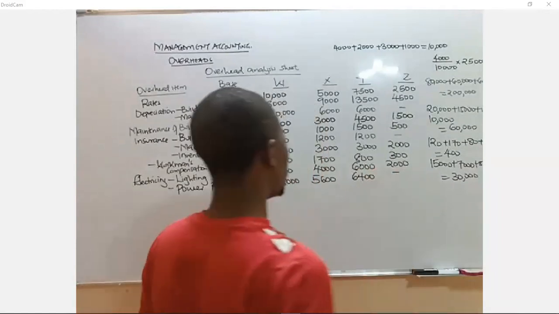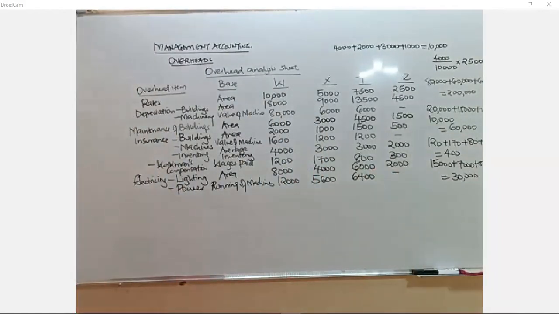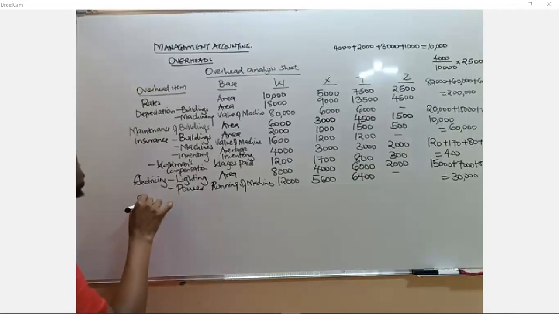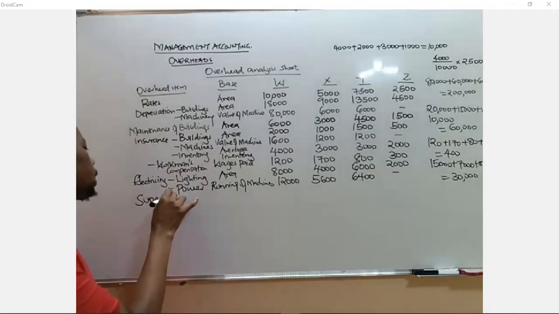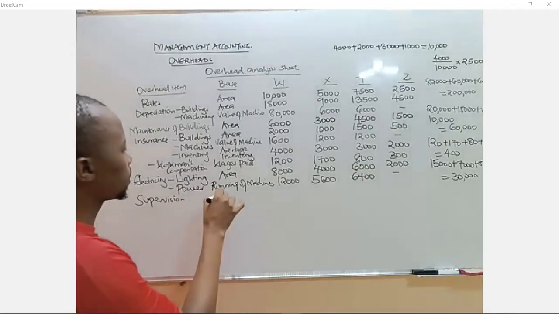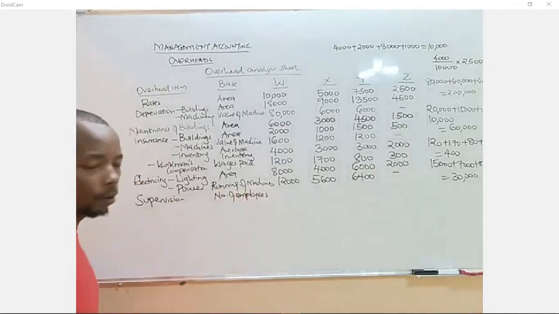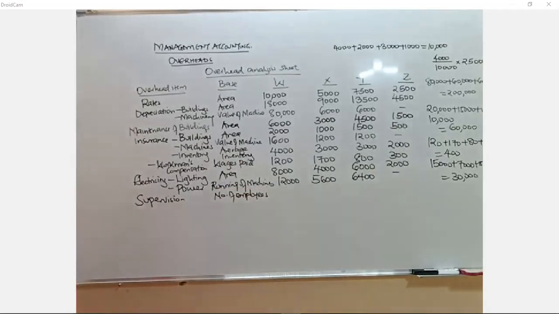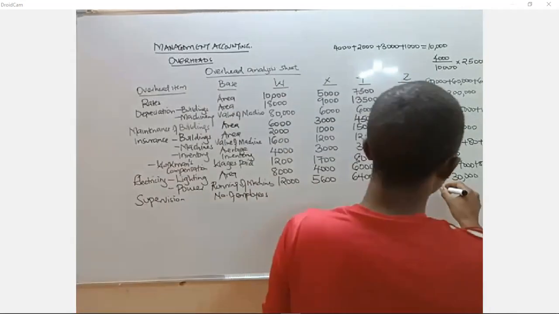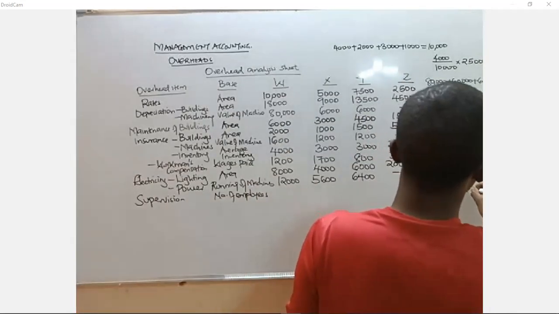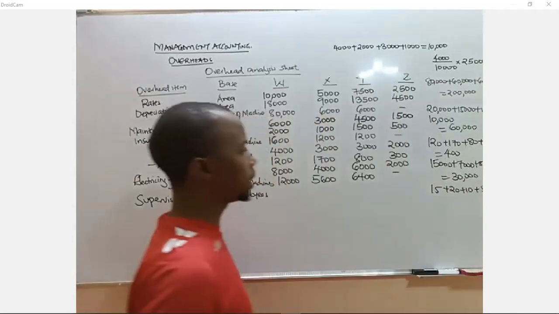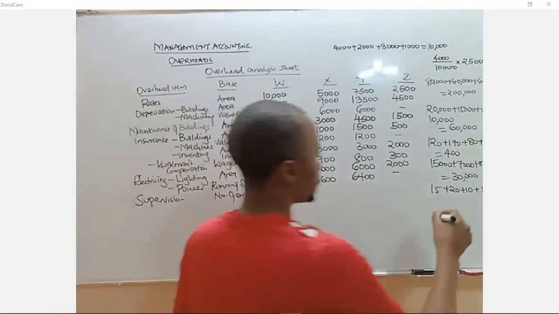Then let us shift our gears to the next one. We have supervision, and when I see supervision, I look at the number of employees as the base. The number of employees in our case here, we are being given 15, 20, 10, 5. 15 plus 20 plus 10 plus 5 comes to 50.